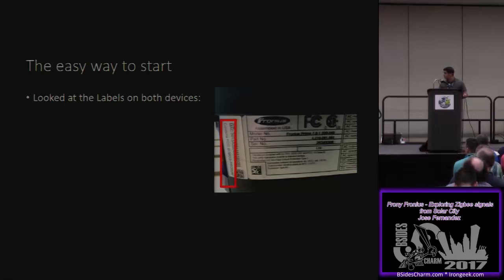So the easiest way to start, like most things, without taking a screwdriver to it, is look at the labels. In this case, I had two devices, so I looked at the label for what was outside. And you can't really see it too clearly there, but there's an FCC ID number there. So then when you do a search for that, it's in 2.450 megahertz, right?